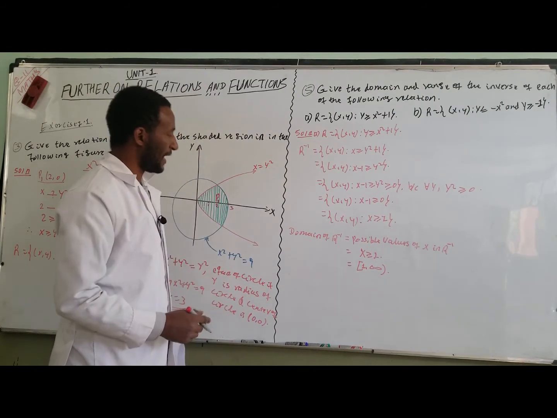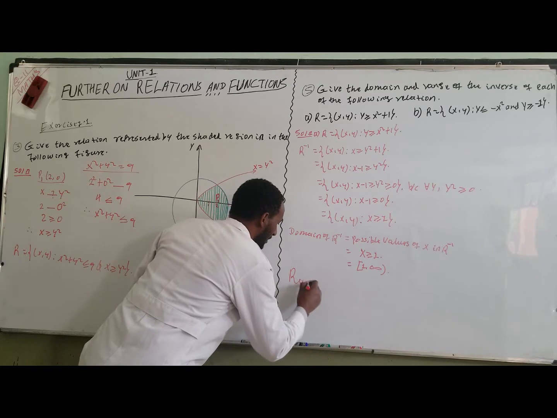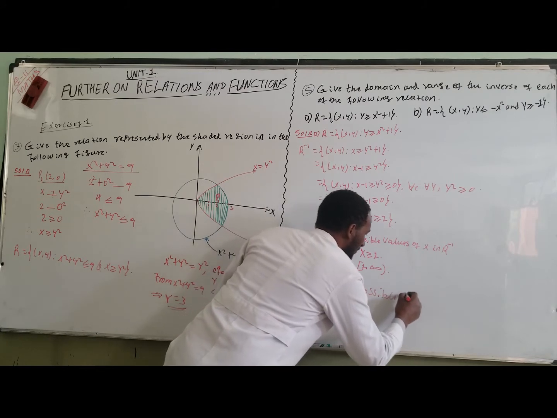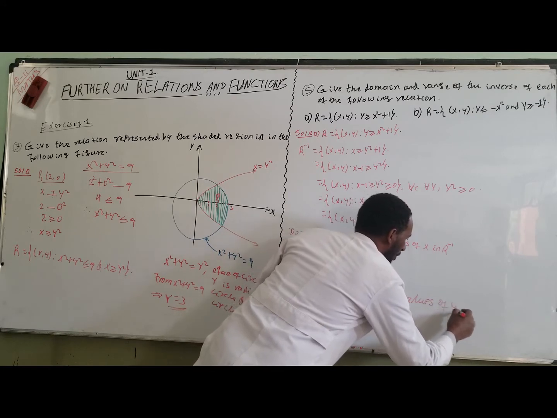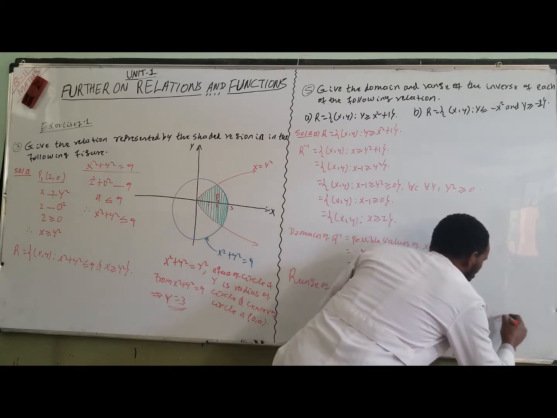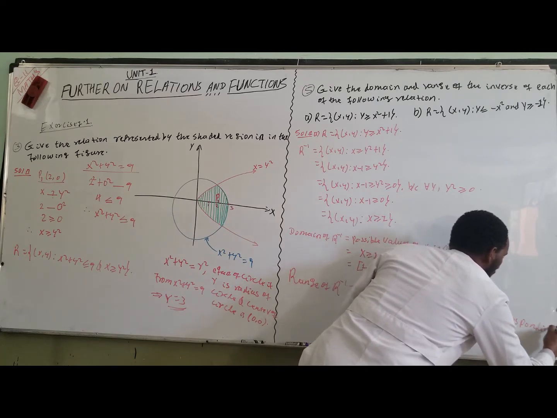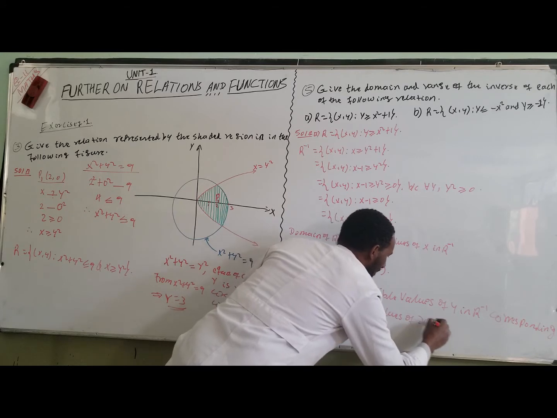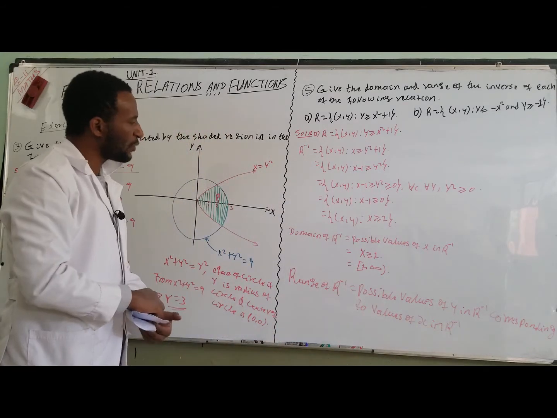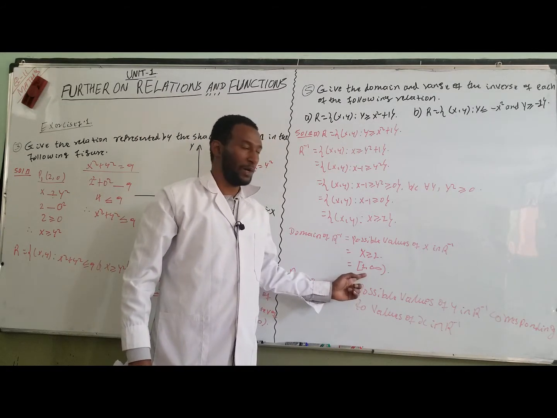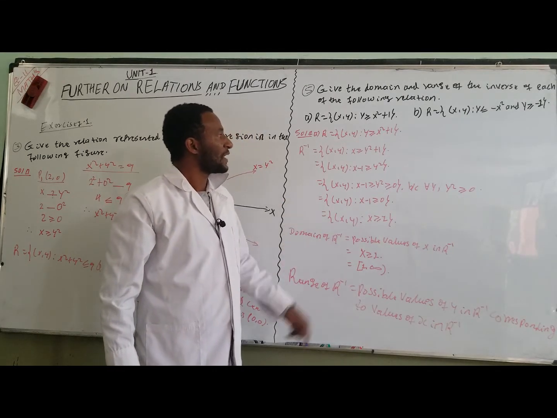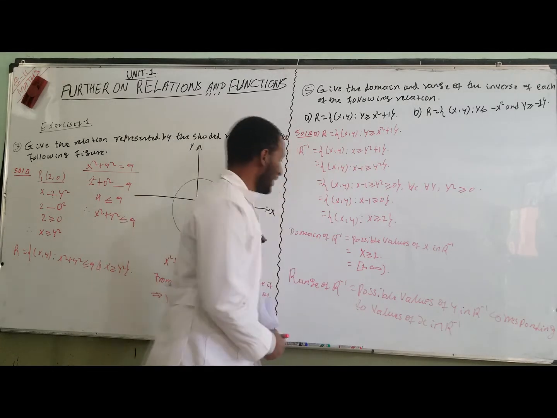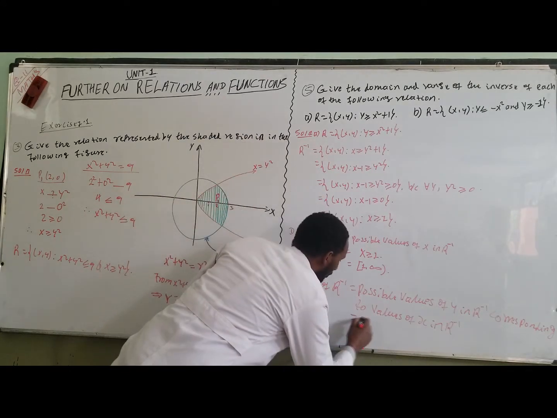When we find range of R inverse, it means the possible values of y in R inverse corresponding to values of x in R inverse. Then when we put any real number greater than or equal to 1 at the place of x, we can get all real numbers for y. Therefore, the range of R inverse is equal to all real numbers.